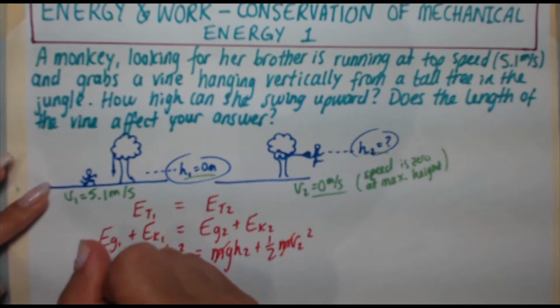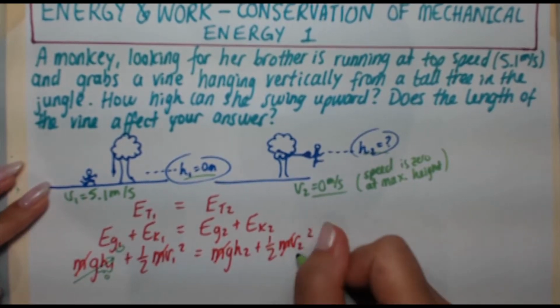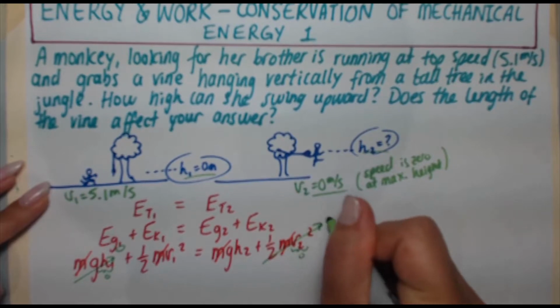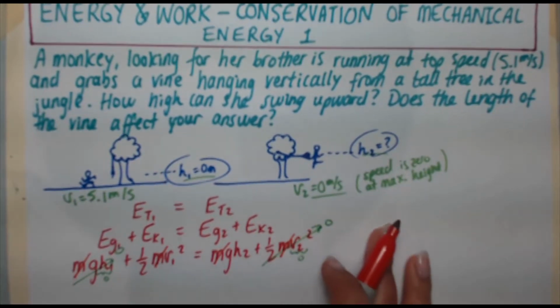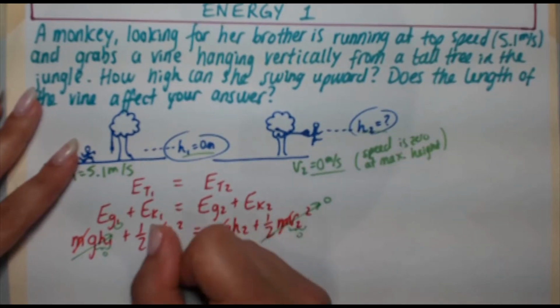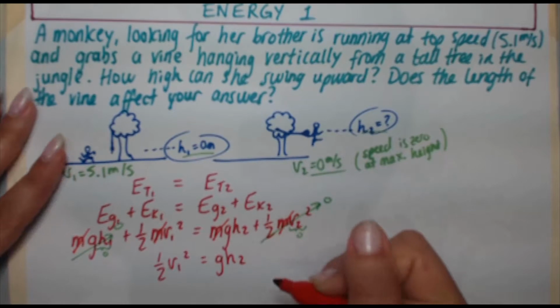Now, what else can we do to simplify this? We know that H1 is 0, so that makes this whole thing disappear. We know V2 is 0, so that makes this whole thing disappear. So this really complex expression is going to become something really simple and straightforward. It's going to be 1/2 V1 squared equals G H2.